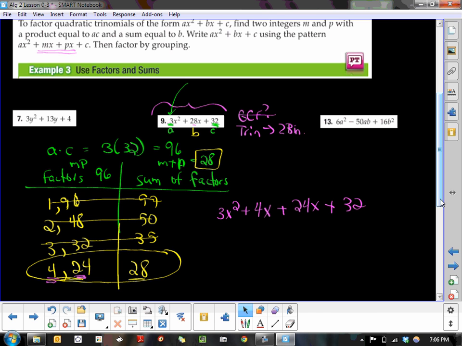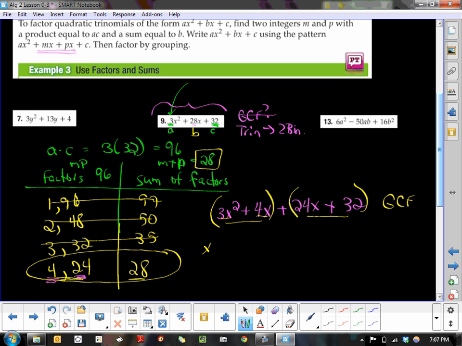Now we're going to group our first two and our last two. This is factoring by grouping. I'm going to group those first two, and I'm going to group the second two, and I'll look for a GCF, greatest common factor. What's the greatest common factor of 3x squared and 4x? The greatest factor we can factor out is an x, and we're left with 3x plus 4.